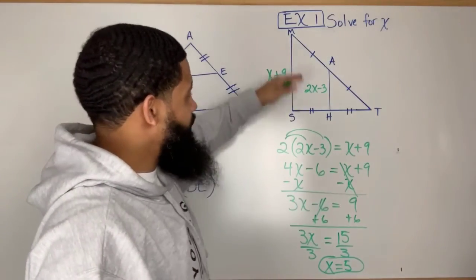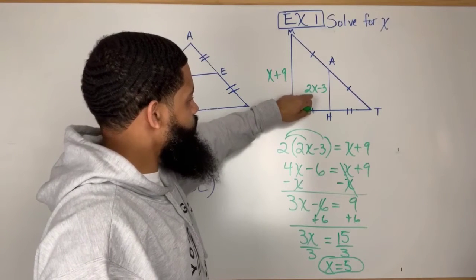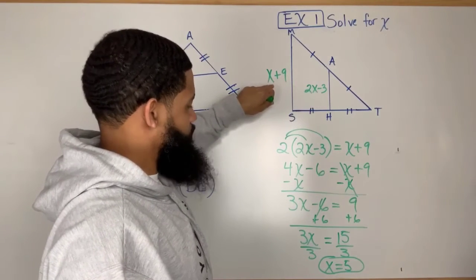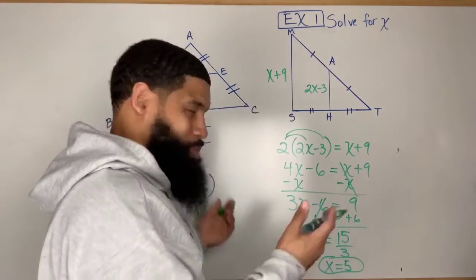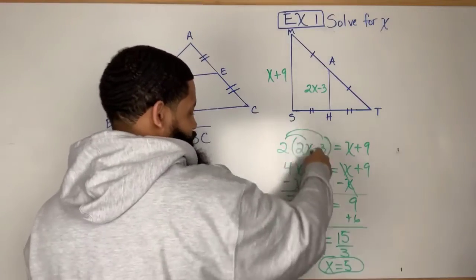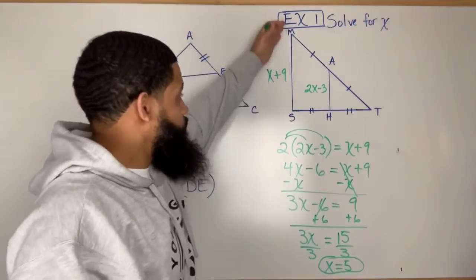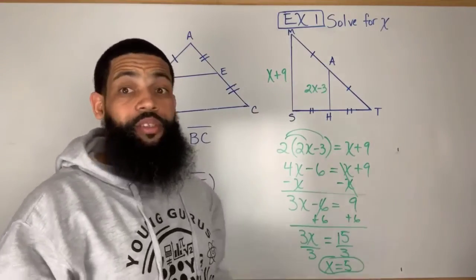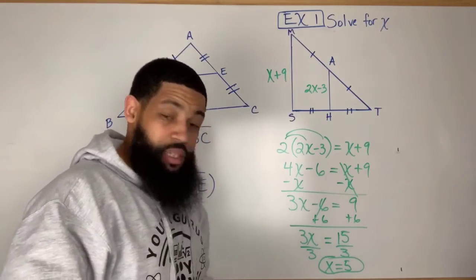So now you can actually plug it back in. 5 plus 9 is 14. 2 times 5 is 10, 10 minus 3 is 7. So 14 and 7. That means AH is half of MS. All right, that's the first example.